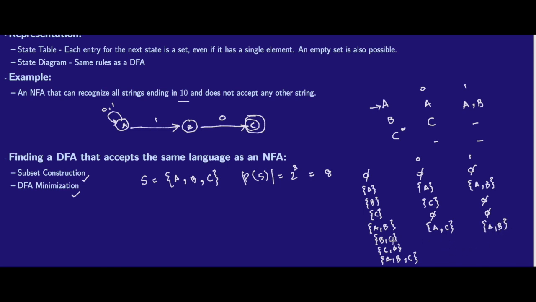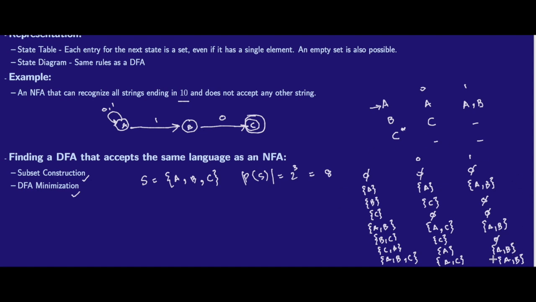So for BC, an input of 0 will take it to C, and an input of 1 will take it to a null set, because this is a null set and this is a null set. For CA, I have A and AB, and for ABC, for 0 I have AC, and for 1 I have AB.